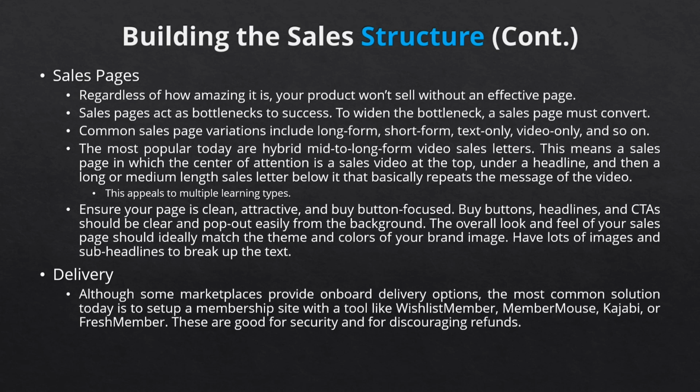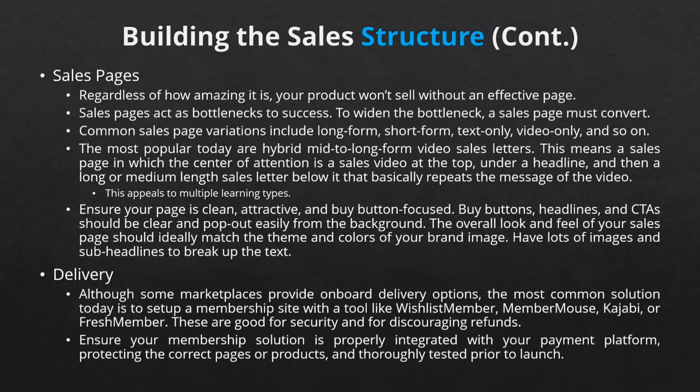First, there are the more common WordPress-based options like Wishlist Member, MemberMouse, and Digital Access Pass. Then, there are the non-WordPress solutions like Kajabi or FreshMember. Whichever you choose, you'll need to go through a few steps to integrate it with your payment platform or marketplace so that people can automatically access their purchases after buying. Also, pay close attention to how you're setting up your membership script and ensure that it's protecting all the correct pages for all the correct products. Also, test to make sure your login details are automatically being sent at the moment of purchase.